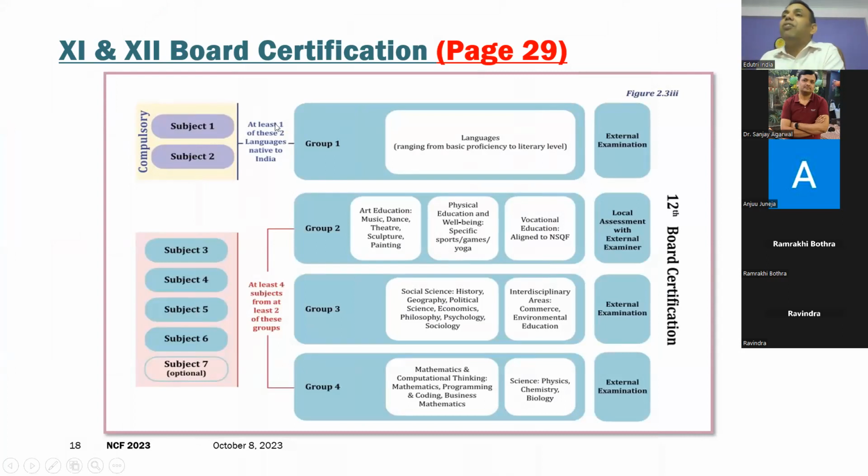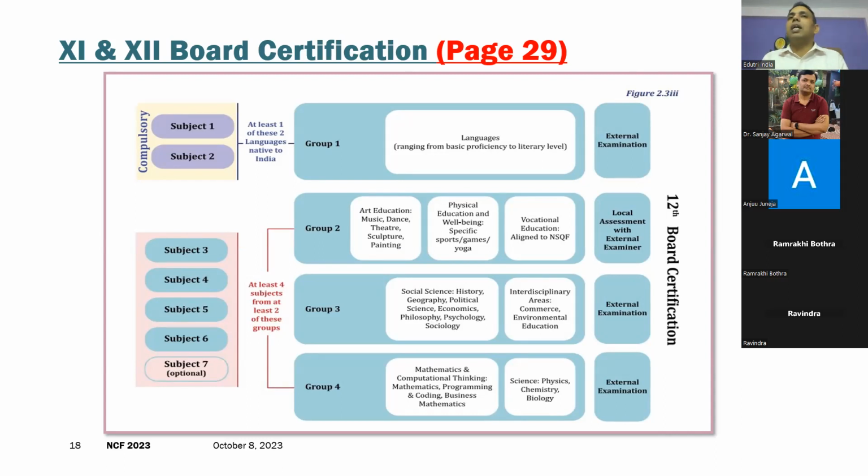One should be native. Native means suppose I am somewhere in Bengal, so Bengali can be my language, and then Hindi or English can be the other language. If I'm from Punjab, I will take Punjabi as a language, and then another language can be Hindi or English. Okay. And then four subjects. The four subjects will be the same as what children are taking nowadays. I can tell you there will be no change in that. Is it clear, ma'am? Okay. Yeah, yeah, got it. Thank you so much.